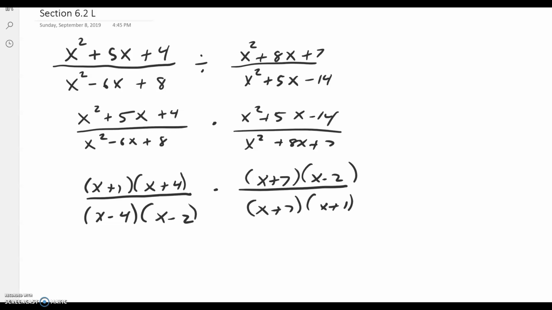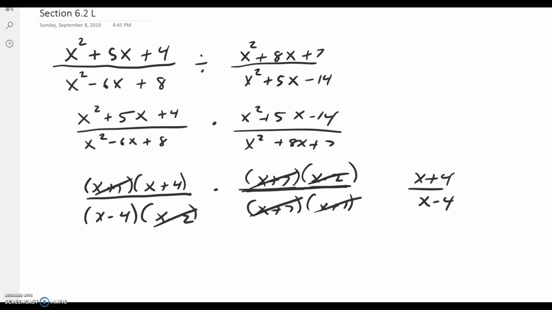Notice we cannot cancel the x's, this x and this x, because x is not a factor. It's not part of a multiplication problem. This is a factor. It's one of two things being multiplied together. That's what a factor is. So this binomial factor cancels this one. This x minus 2 cancels this one. This x plus 1 cancels this one. One from the top, one from the bottom. And now we're left with an x plus 4 on top and an x minus 4 on the bottom.